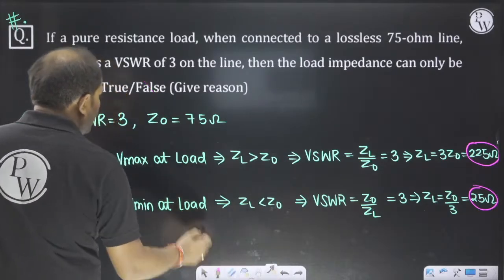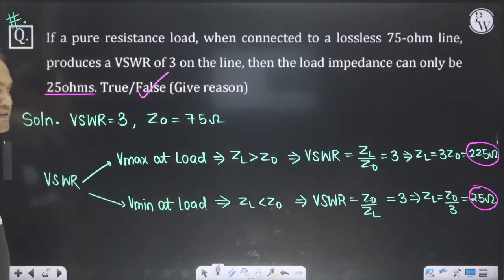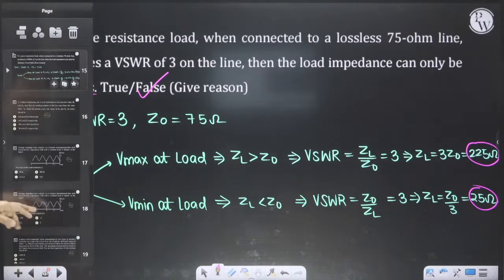So our answer is false, because if voltage maximum is at load, then it will be different. If voltage minima is at load, then it will be different. They have given only the case of voltage minima, so it is wrong. If they had given voltage minima and voltage maxima both, then it would be correct.